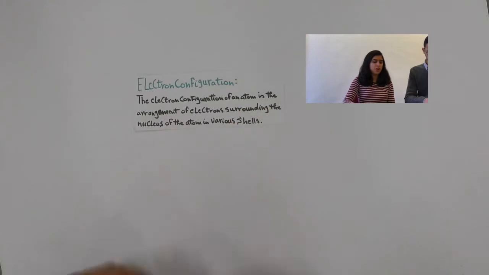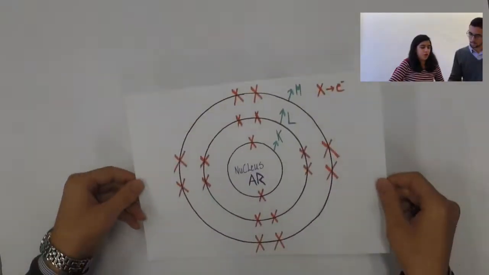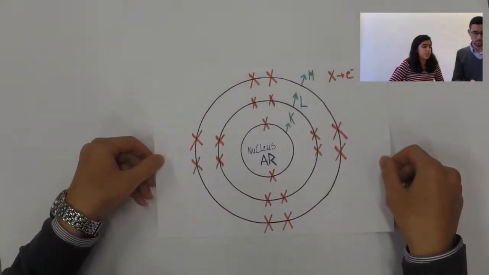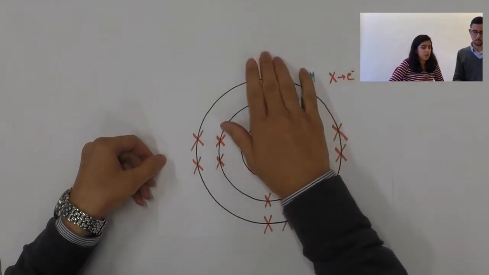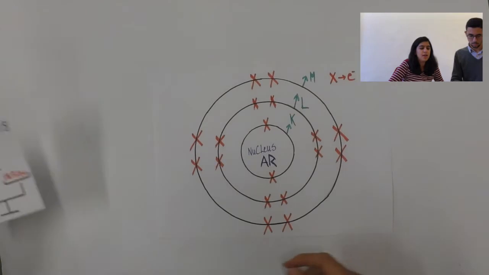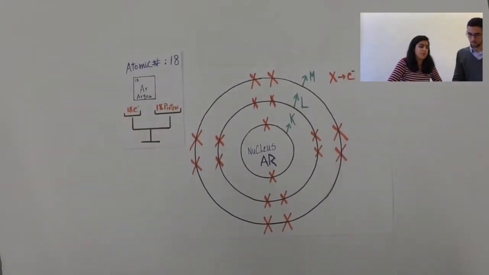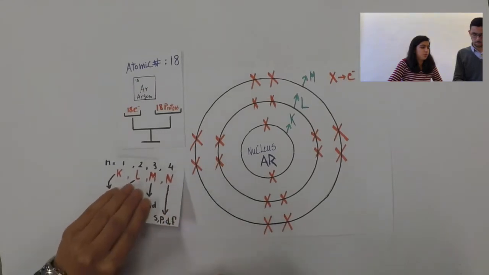The electron configuration of an atom is the arrangement of electrons surrounding the nucleus of the atom in its various shells. So here's a diagram of argon, and as we can see it has 18 protons, so it has 18 electrons. So in its first shell it's 2 electrons, in its second shell it's 8 electrons, and then in its third shell is 8 electrons as well. And this is the octet rule, as we have learned previously. And now we will see why that works.